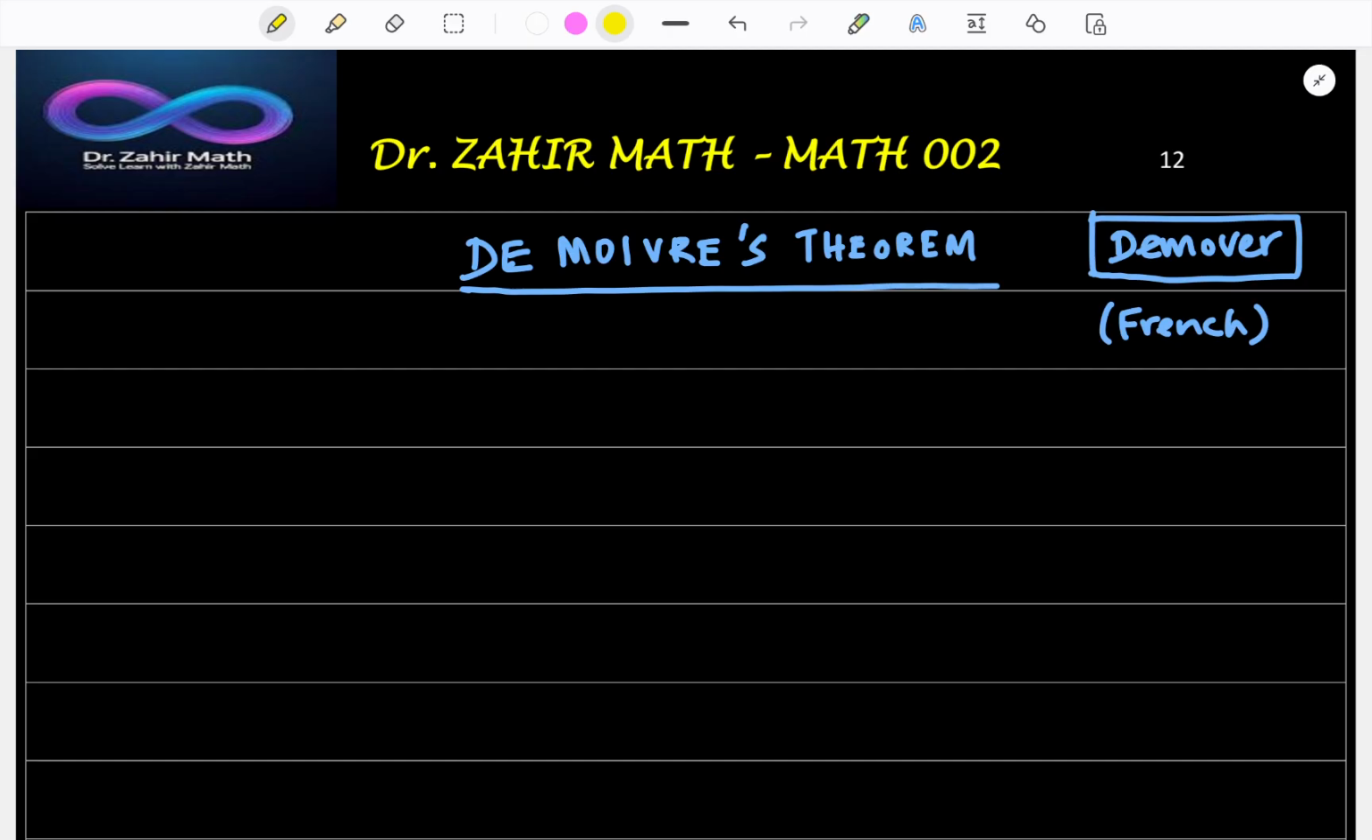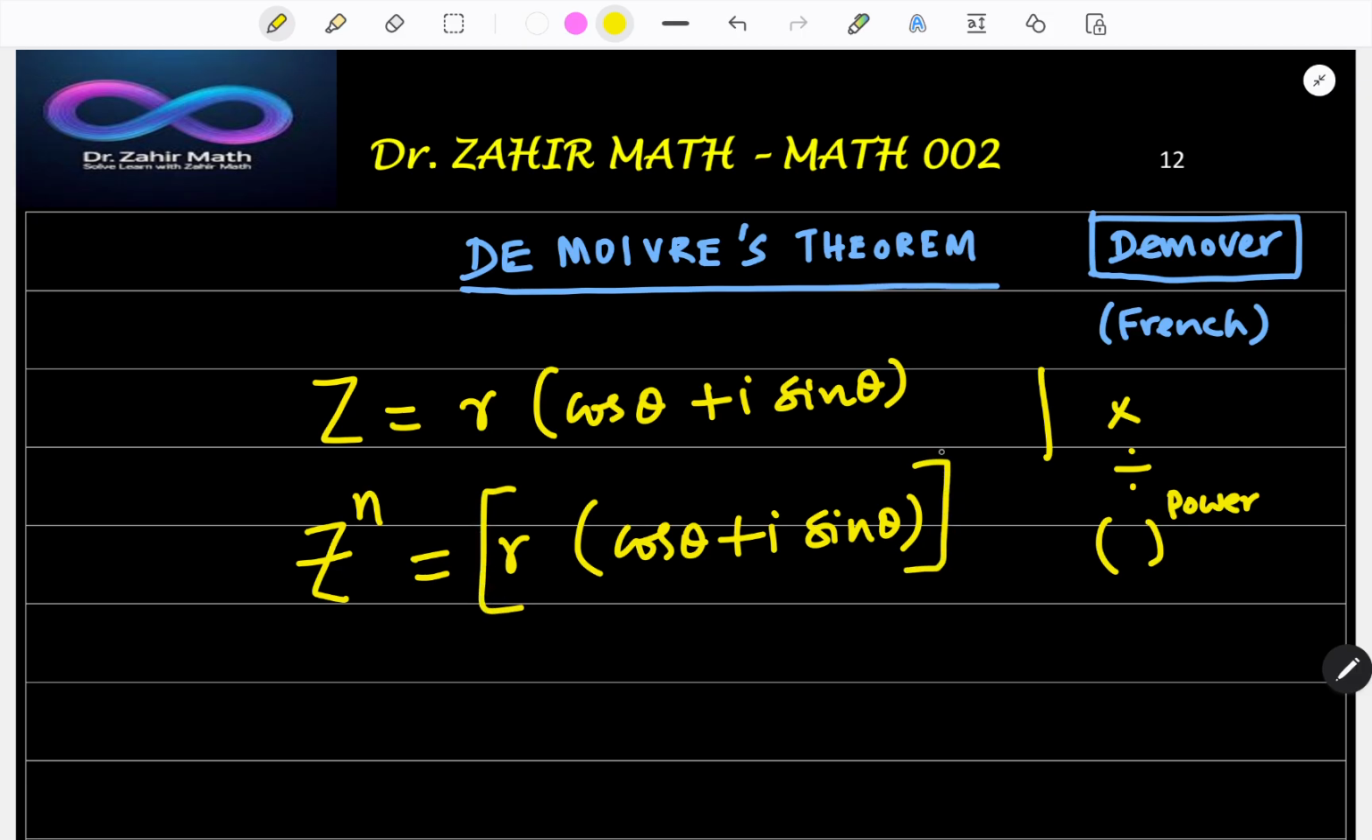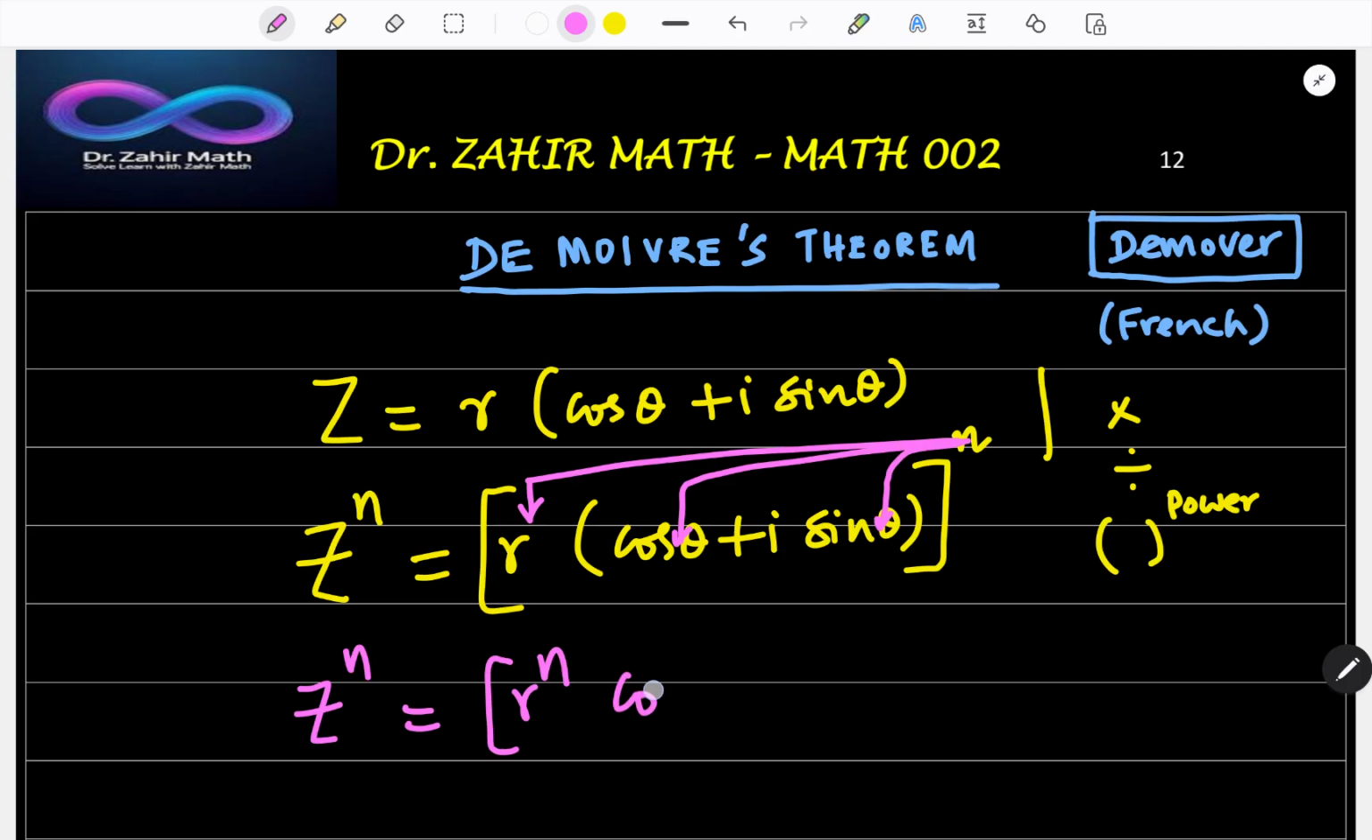What is that theorem? Suppose you have a complex number z equal to r cosine theta plus i sine theta. I want to take a power. So far you studied multiply, you studied divide. Now I'm going to take a power. If I take the power, what does the rule say? z to the power n equals r times cosine theta plus i sine theta, all to the power of n. This n comes down here, and here. So z to the power n is r to the power n, cosine n theta plus i sine n theta.